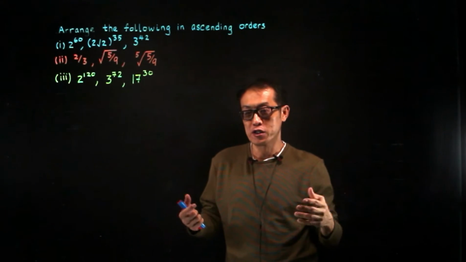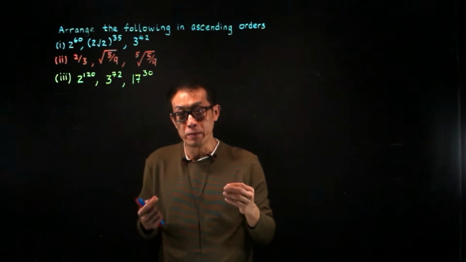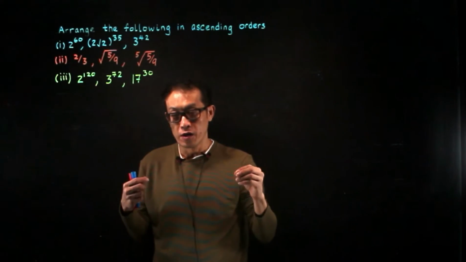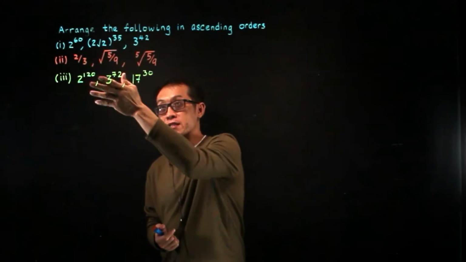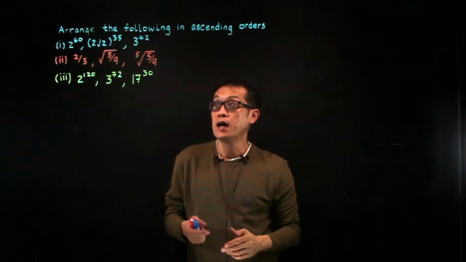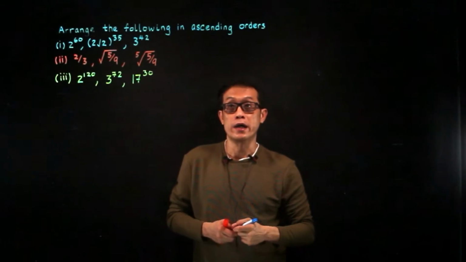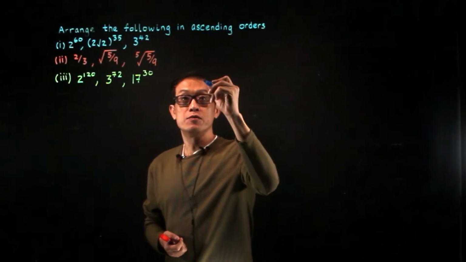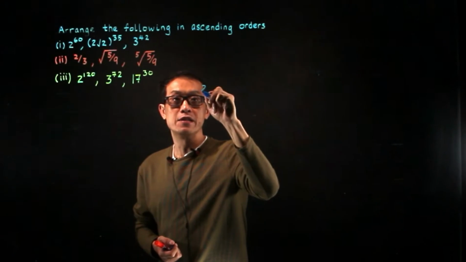Hi, today we are on the chapter of indices. We will make use of our knowledge on indices to arrange these numbers in ascending orders. Let's start off with question 1. Let me write down the numbers that are given.